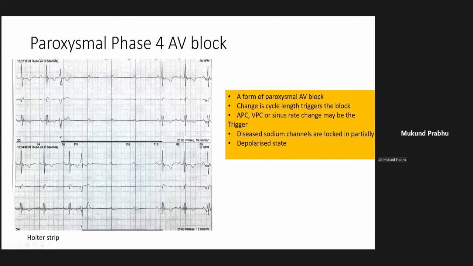Another often unrecognized one is the paroxysmal phase 4 AV block. It's always triggered by a cycle length change. Usually it's an ectopic, either from the ventricle or from the atrium. In this case, it was from the ventricle. Post-ectopic, AV block ensues. It reflects a diseased His-Purkinje system. The QRS is usually wide, even in the sinus beat. Once you have an ectopic, the sodium channels are diseased, so they get locked in phase 4. They don't repolarize fully, and that causes the AV block. It's a rare entity, again usually needing a Holter for diagnosis.